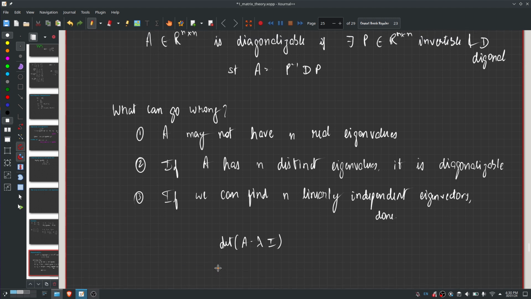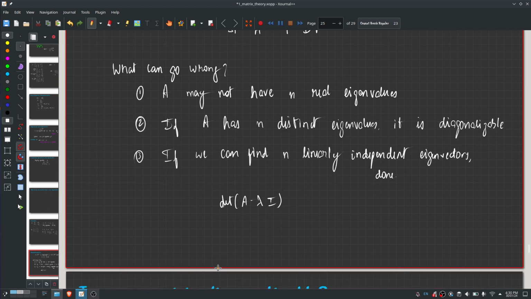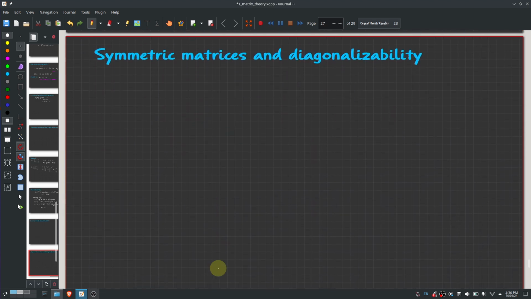So if we are able to find n linearly independent eigenvectors, then we are done. In general, a matrix A is not diagonalizable. So let's look at a specific subclass of matrices for which we can say something. And that in fact turns out to be the set of all symmetric matrices. So a matrix A is symmetric if A equals A transpose.